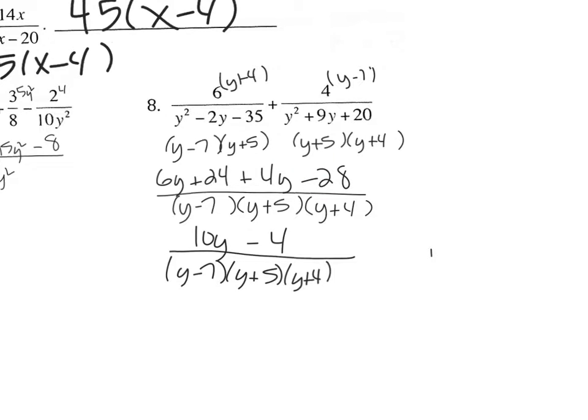This time I have something I can add. I can add the 6y and the 4y, and I can add the 24 and negative 28 and get negative 4.